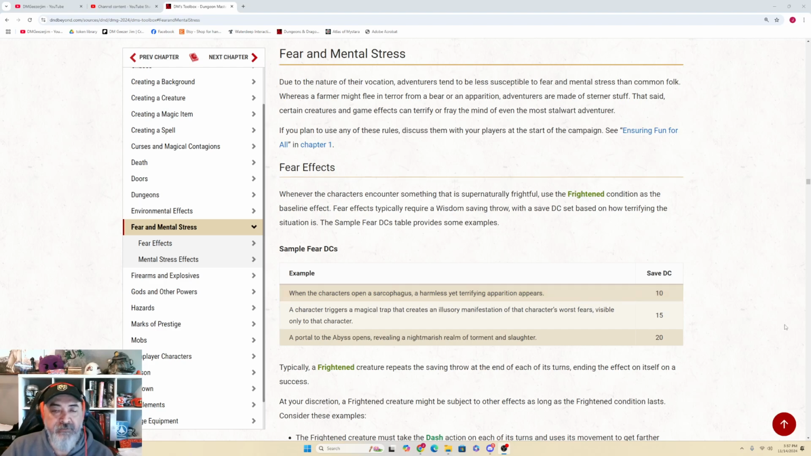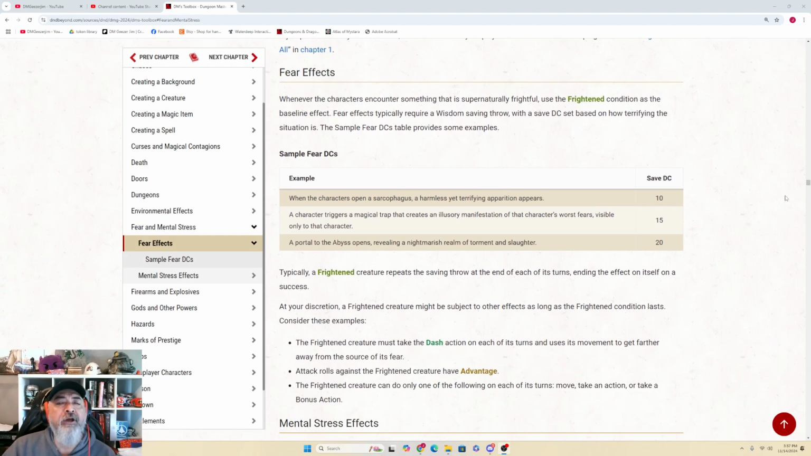Fear effects. Whenever a character encounters something that is supernaturally frightful, use the frightened condition as the baseline effect. Fear effects typically require a Wisdom saving throw with a save DC based on how terrifying the situation is. The sample fear DCs table provides some examples.